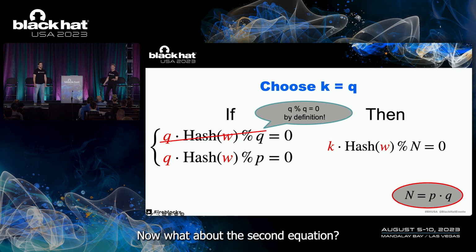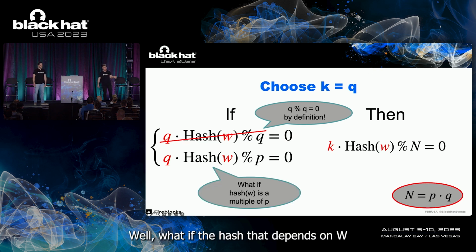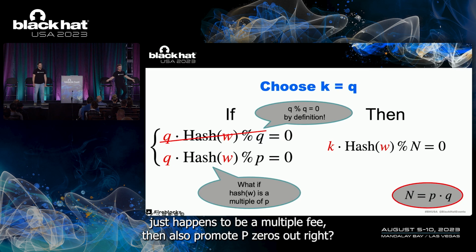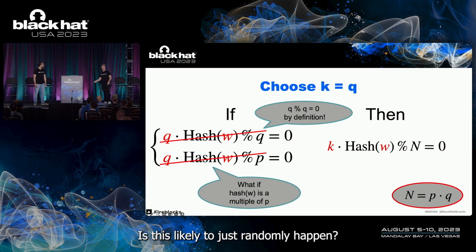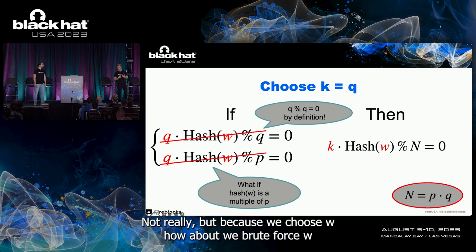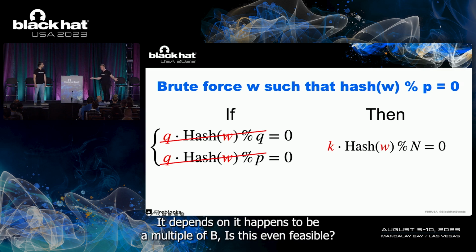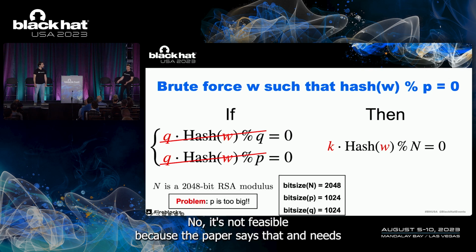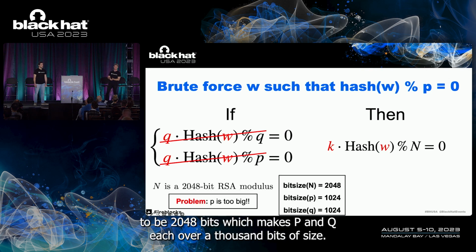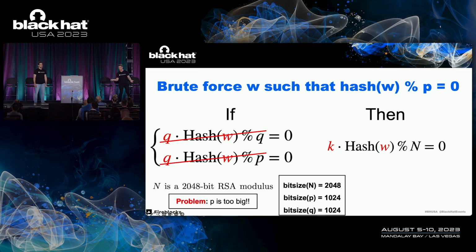Now, what about the second equation? How can we zero it out modulo p? Well, what if the hash that depends on w just happens to be a multiple of p? Then p mod p zeroes out, right? Is this likely to just randomly happen? Not really, but because we choose w, how about we brute force w, such that the hash that depends on it happens to be a multiple of p? Is this even feasible? No, it's not feasible, because the paper says that n needs to be 2048 bits, which makes p and q each over 1,000 bits in size.